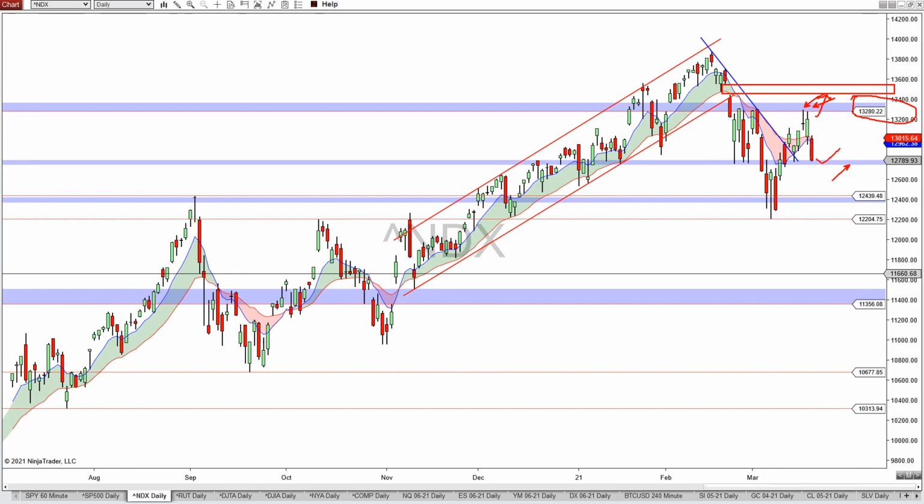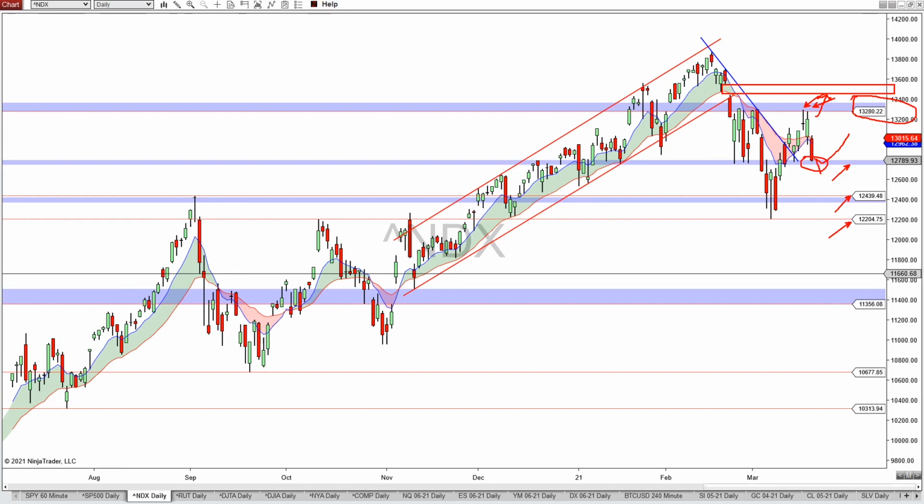And if this doesn't provide a bounce, then we essentially are looking for a pullback down to 12,439 and 12,204. So right now, this is the area that we are focusing on. And right now, it's sitting near this 12,789, or essentially 790. Okay, so we'll be watching this particular zone here tomorrow.